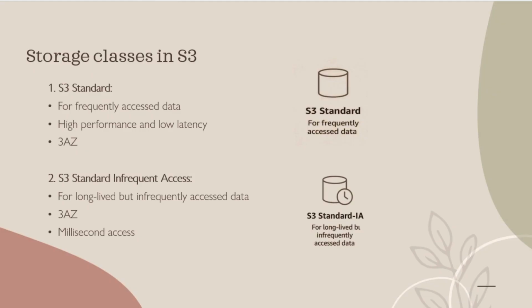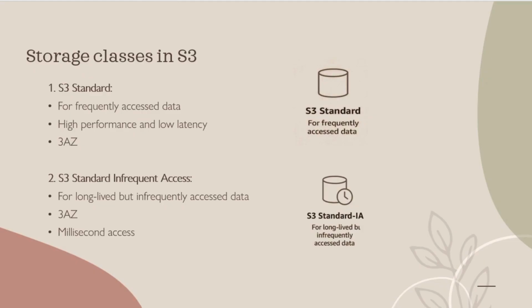If I will access the data more than once a month, then I can use this storage class, and it provides high performance and high availability because it has 3 availability zones. If one availability zone fails, then we can use the remaining 2 availability zones. So it provides high redundancy, and the retrieval time is also very low compared to the other storage classes.